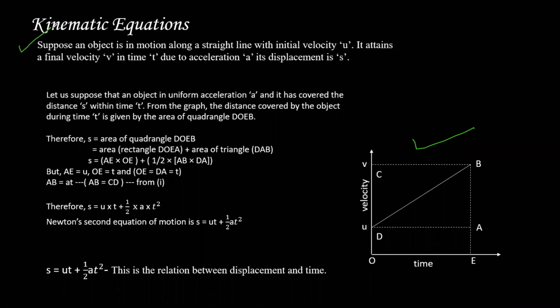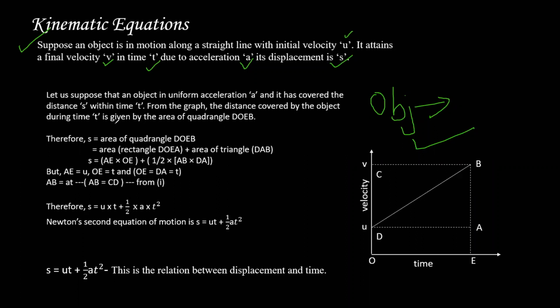So look over here. Suppose an object is in motion along a straight line with initial velocity u, attains final velocity v in time t, acceleration a and displacement s. Displacement means how much distance it covered. So let us suppose that an object in uniform acceleration a is moving, and it has covered distance s within time t.